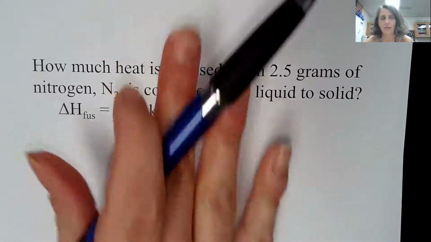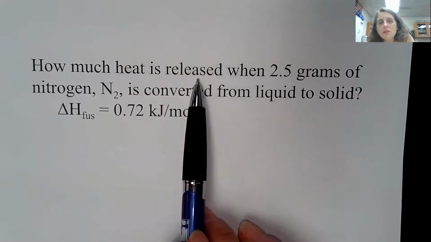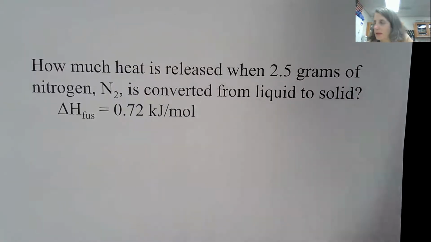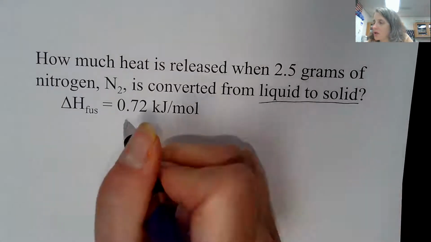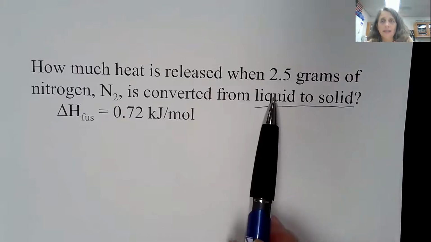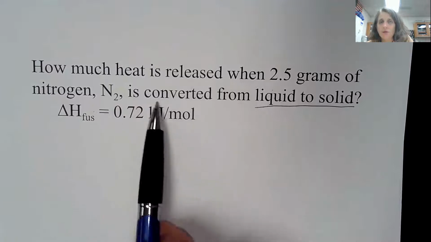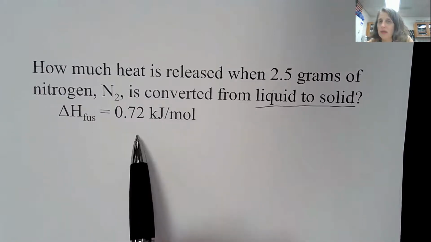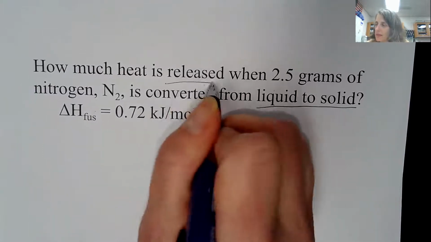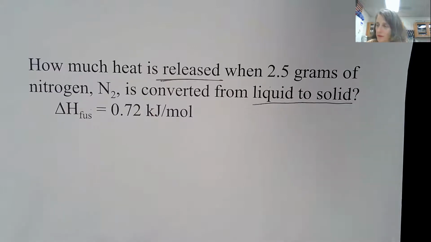All right, so the second problem, and this will be the last problem on this video: how much heat is released when 2.5 grams of nitrogen, N2, is converted from a liquid to a solid? Now again, I like showing this one because this is a different substance than water, and it's given in grams, so you're going to have one additional step. But heat of fusion or heat of vaporization will always be given in the problem. So that's not a number you need to worry about, but you do need to pay attention to the fact that it says released. Again, pause the video if you need to.